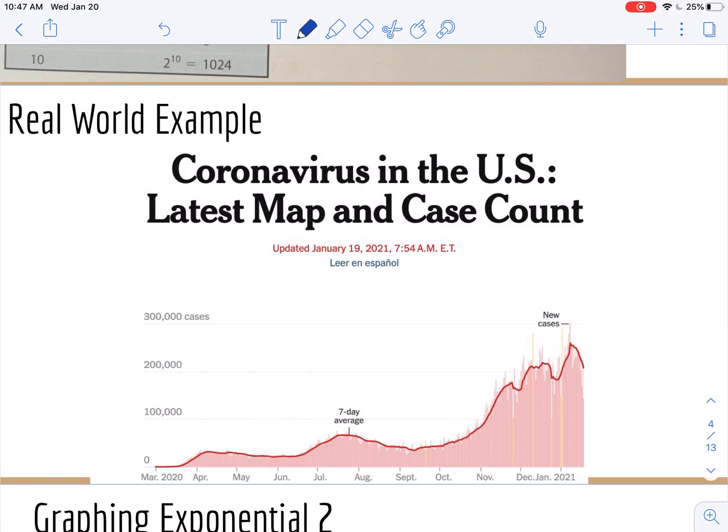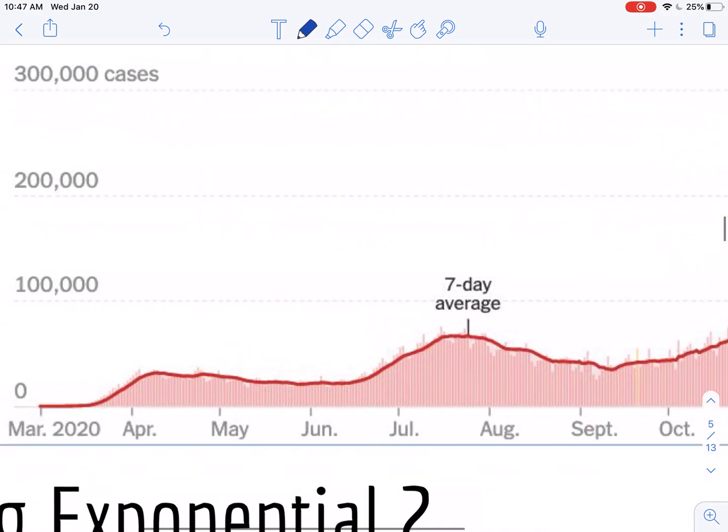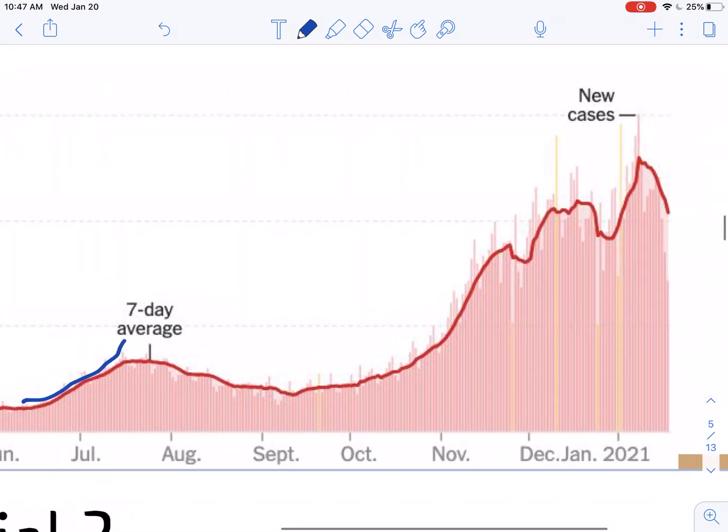Now, this is from the New York Times. So they take a rolling 7-day average to make this line that goes across the graph. But if we start looking at peaks and only peaks, we can see periods of exponential growth. We can see exponential growth here. We can see exponential growth here. We can definitely see exponential growth starting right after October into November when we're looking especially at peaks.